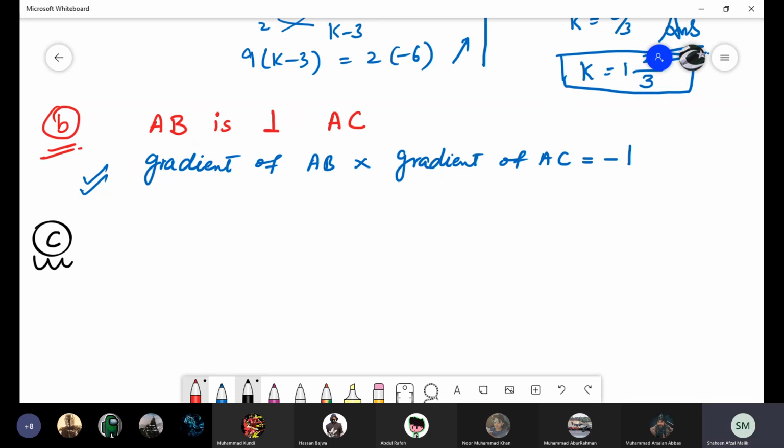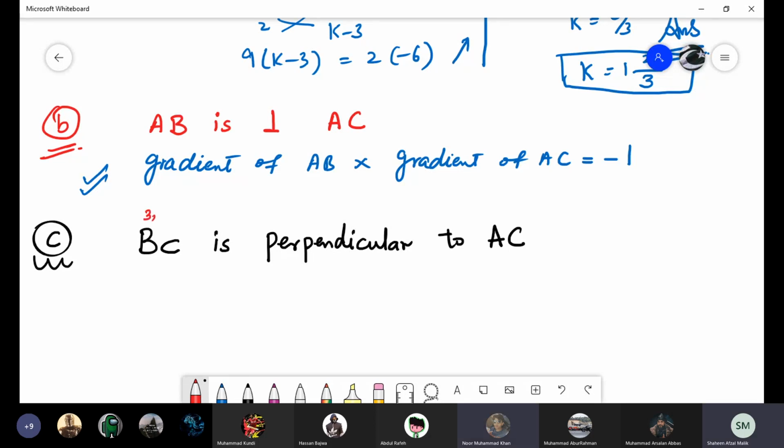Here BC is perpendicular to AC. So again, the formula is the same. Just write the coordinates here. What are the coordinates of B? 3 and 12. And C? K and 6. And for A, minus 1, minus 6.